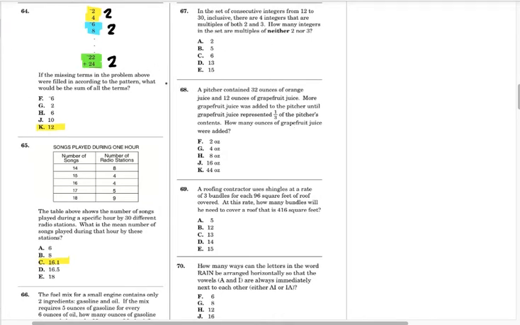In the set of consecutive integers from 12 to 30, how many are not multiples of 2 or 3? So let's see, 13 is good. 14, no. 15, no. 16, no. 17 is good. 18, no. 19 is good. 20, no. 21, no. 22, no. 23, yep. 25, what else? 26, no. 27, no. 28, 29, 30. Oh, we stop at 30. All right, so we have 1, 2, 3, 4, 5, 6, which is C.